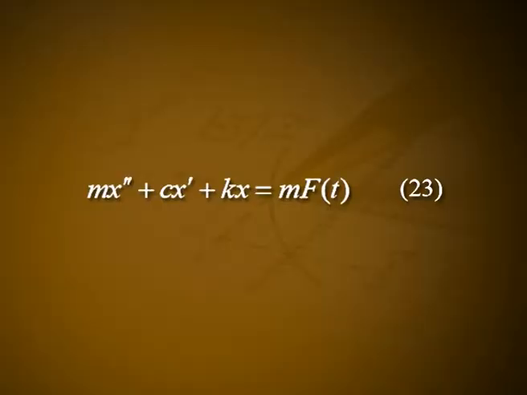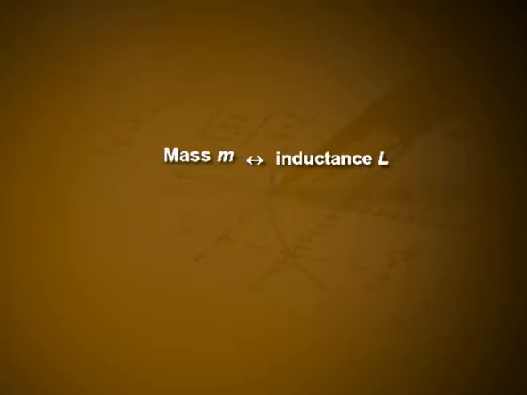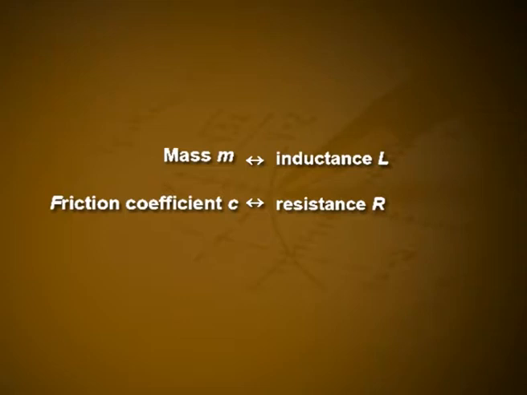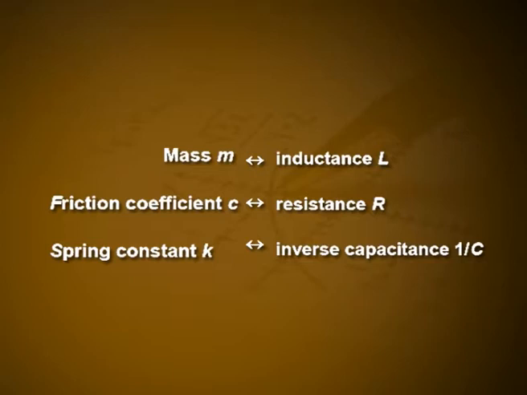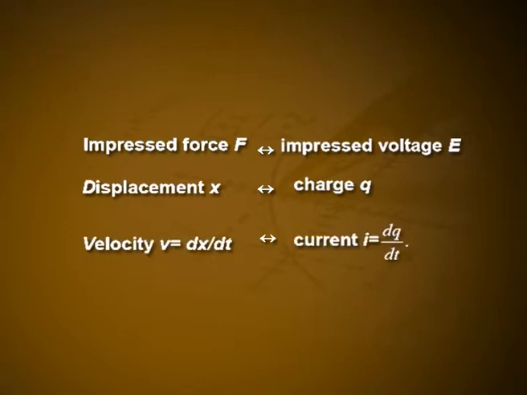Comparing equations 23 and 30, we get the correspondence. Mass m corresponds to inductance L, friction coefficient C corresponds to resistance R, spring constant K corresponds to inverse capacitance 1 by C, impressed force F corresponds to impressed voltage E, displacement x corresponds to charge q. Velocity v equal to dx by dt corresponds to current I equal to dq by dt.